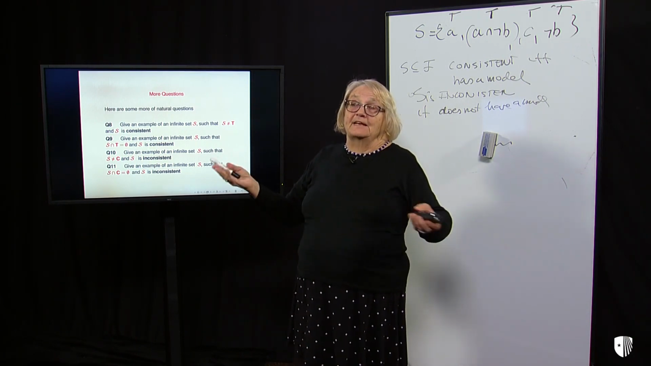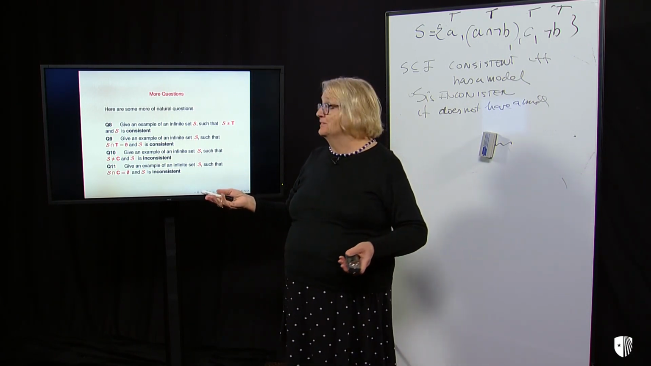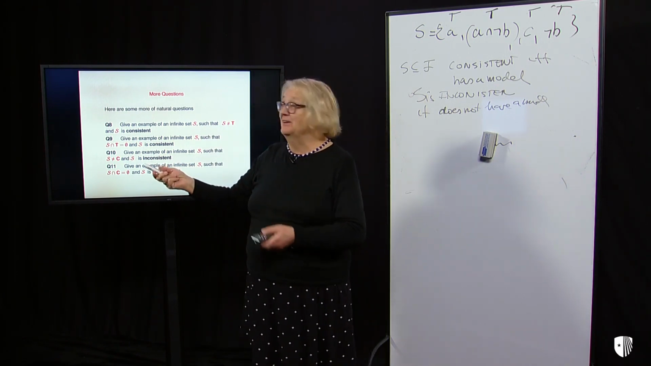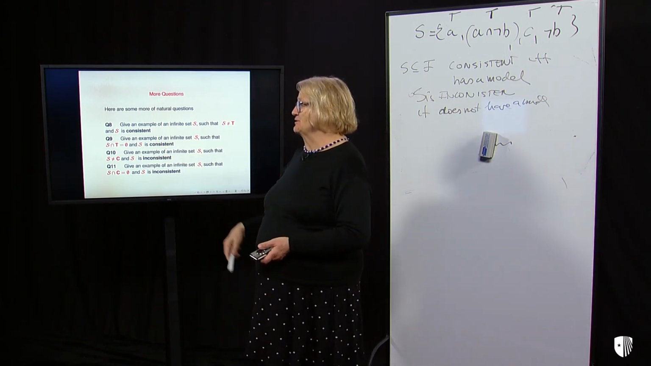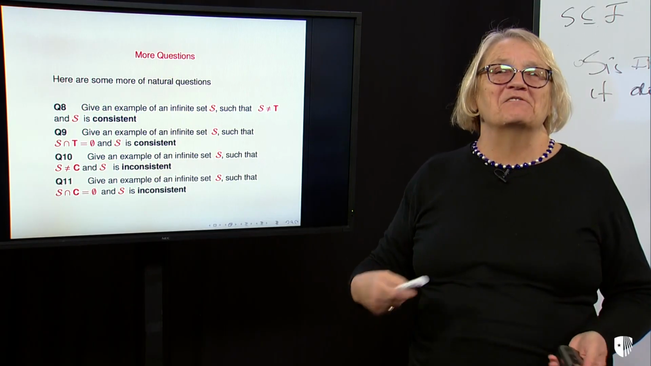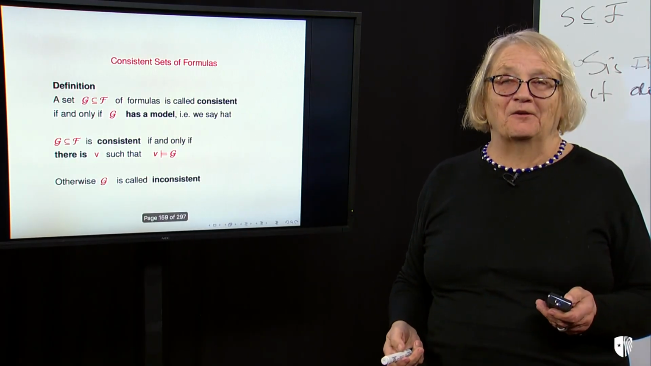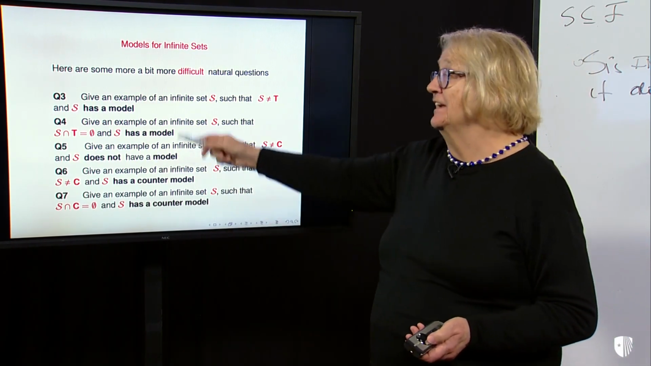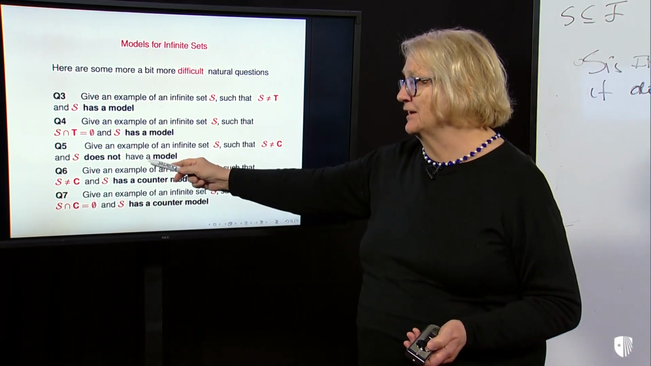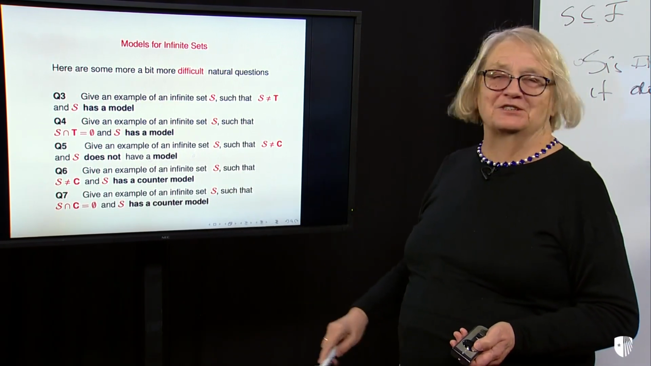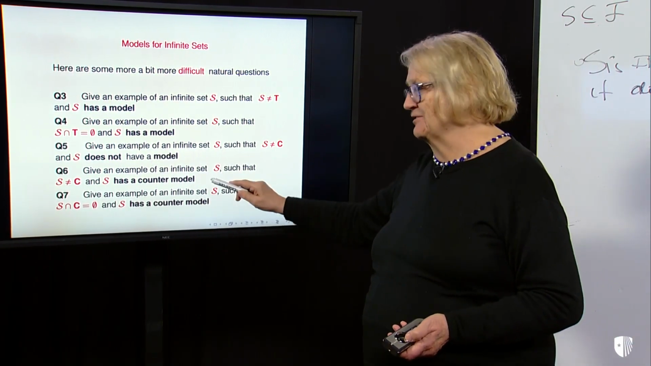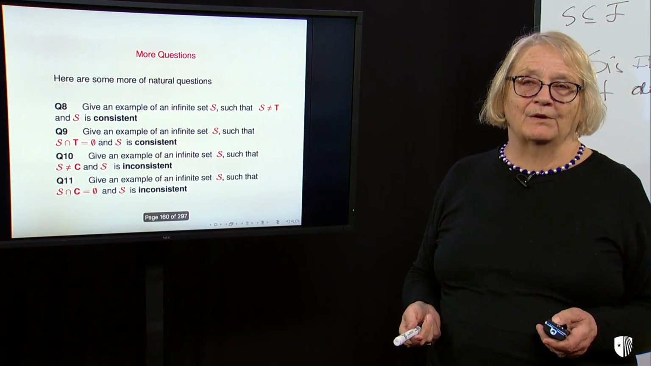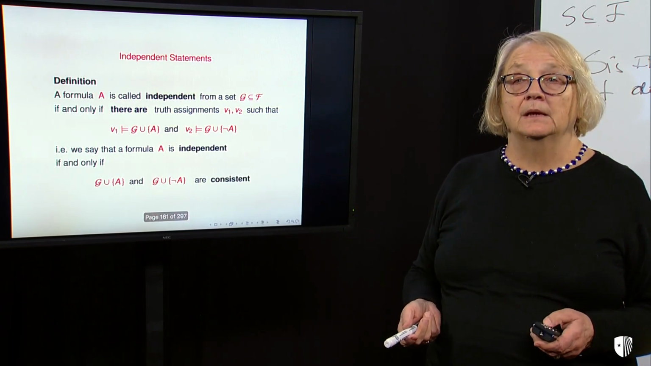And again, give an example of a consistent set. We already have a model; we already gave this, which is consistent. I just reworded the questions. Has a model, consistent. Does not have a model, inconsistent. So it's just wording the same question in a different way.